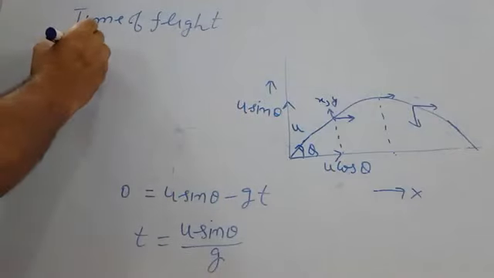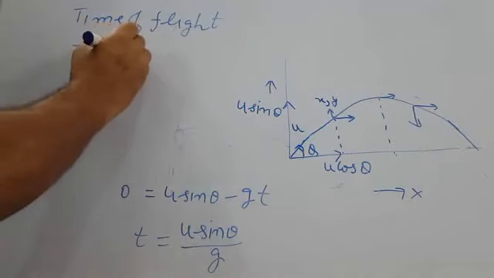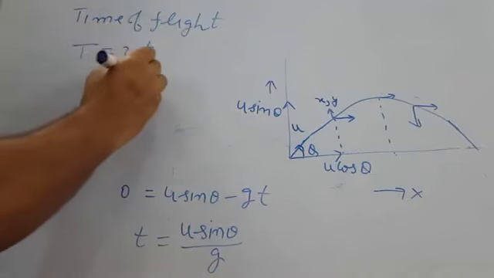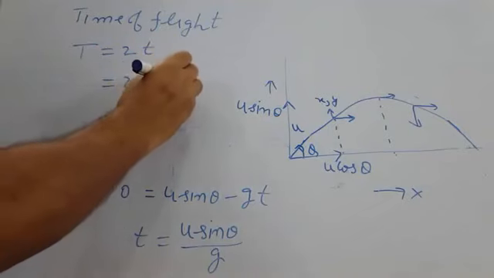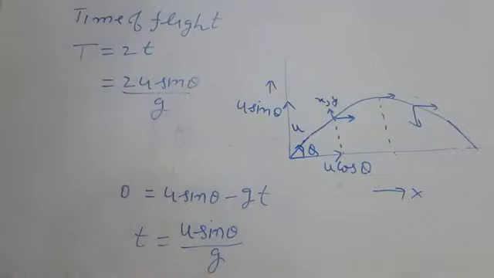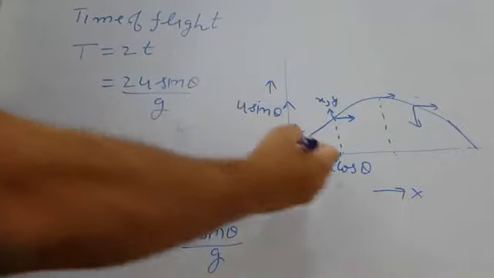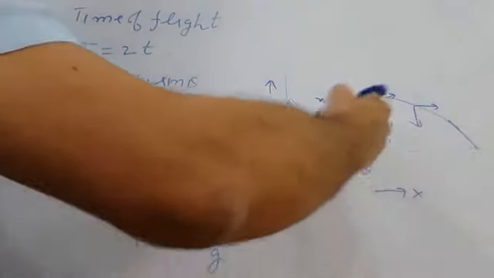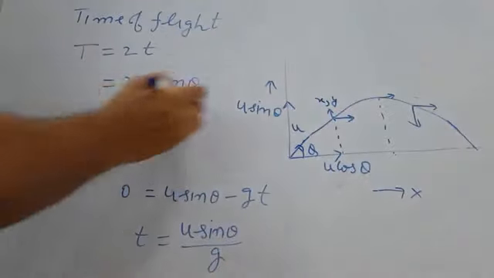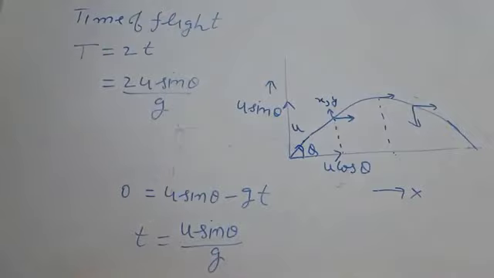Time of flight, represented by capital T, will be equal to twice of the small t. So it will be 2u sine theta upon g. That will be the time of flight. That is, from this point to this point, in this process, it will take this much time. That will be the time of flight.